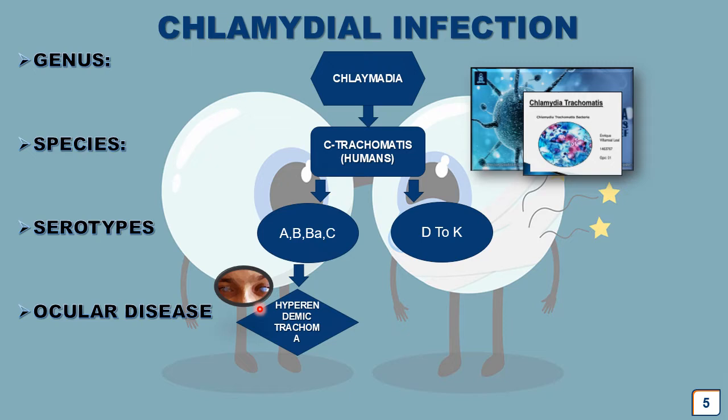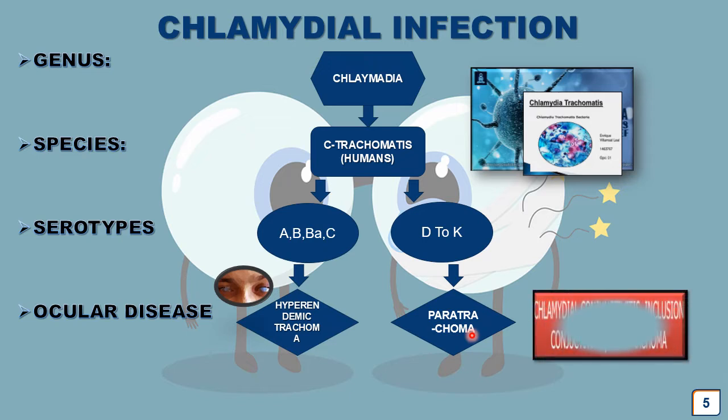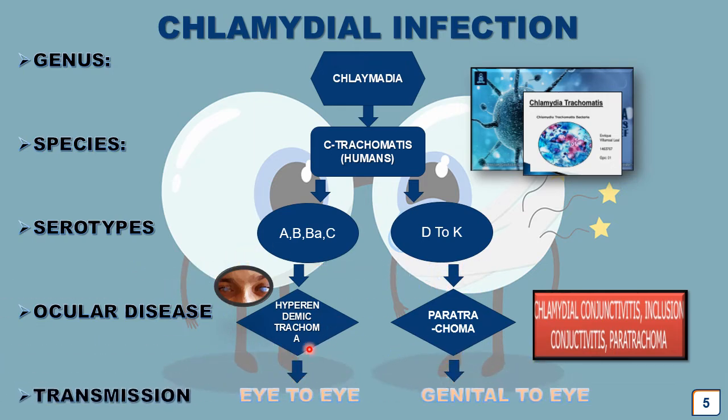It is also called blinding trachoma. However, the second group of serotypes, from D to K, causes the ocular disease which is called paratrachoma. It is also called neonatal trachoma and also known as inclusion conjunctivitis. The hyperendemic trachoma causes transmission of disease from eye to eye. However, the paratrachoma causes transmission of disease from genital to eye.